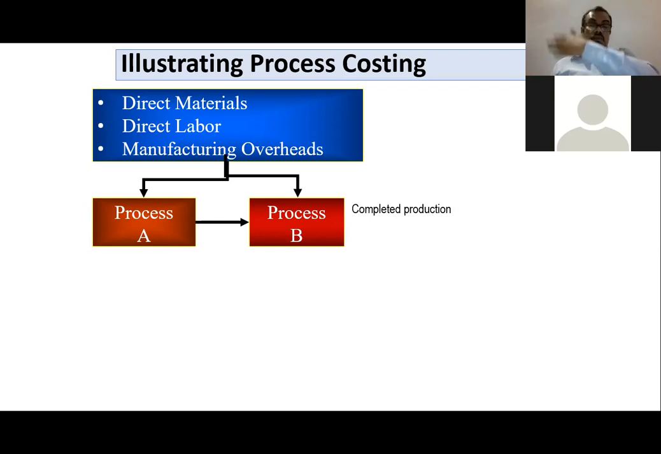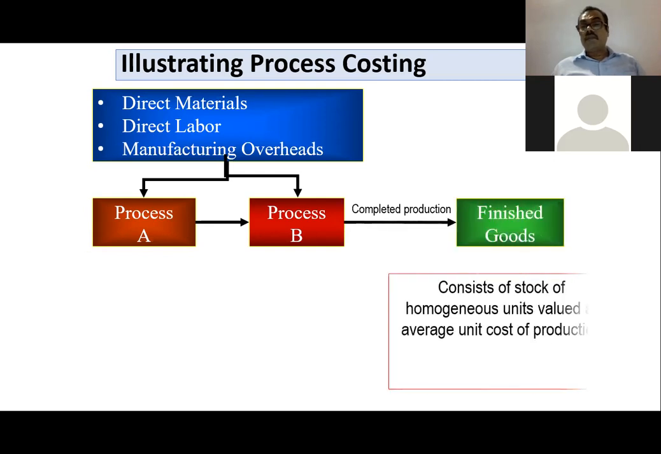Likewise, there could be many processes, assuming that process B is the final one, then the completed production is transferred to finished goods. So we assume that is the finished good.